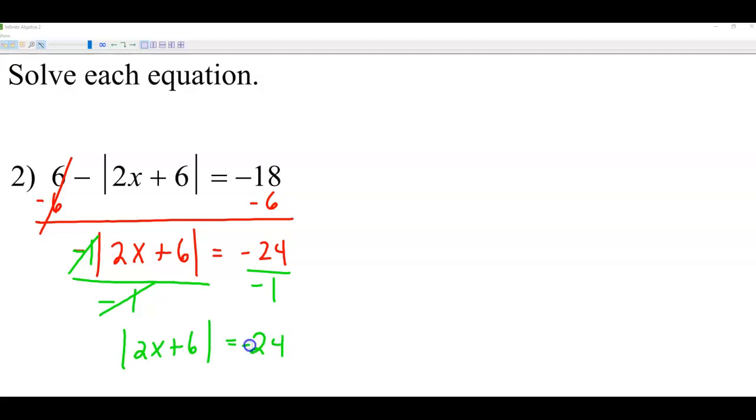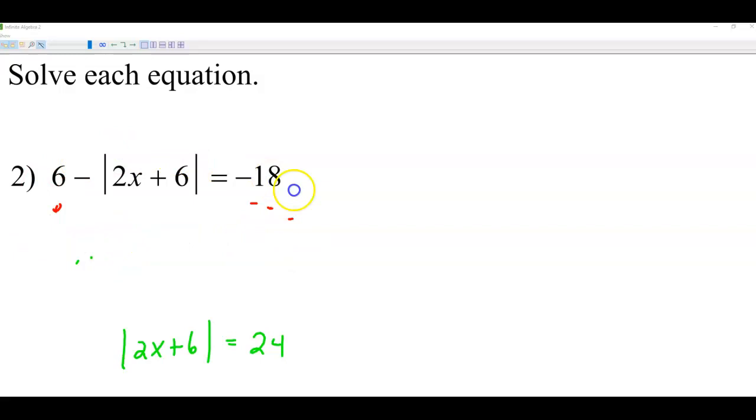If you ever had a negative here at this point when there's nothing else left on the outside, and you have an absolute value equal to negative, you'd say no solution. But we actually have a positive now, so we're good. We can actually solve this.